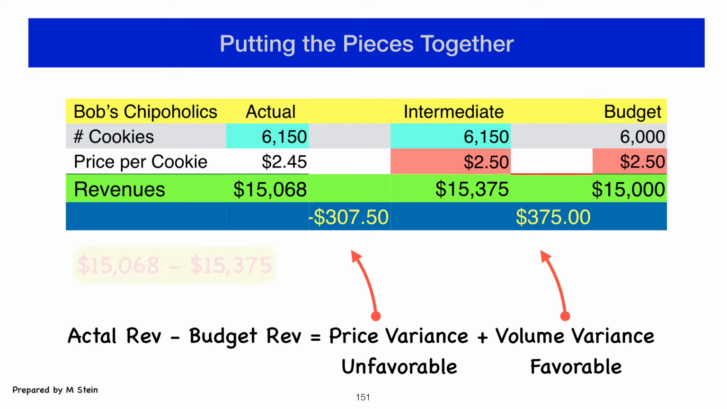To calculate the variances, we take the intermediate column from the actual, and that gives us the price variance. To calculate the volume variance, subtract the budget from the intermediate. Notice that a favorable variance is a positive amount, and an unfavorable variance is a negative amount. Favorable or unfavorable is relative to the impact on income.